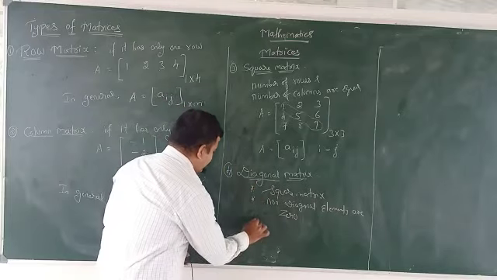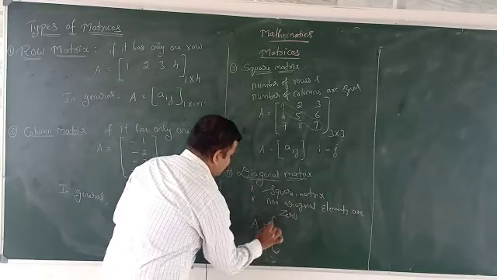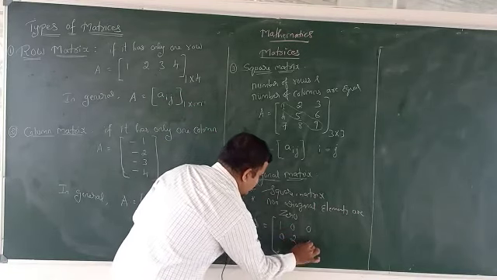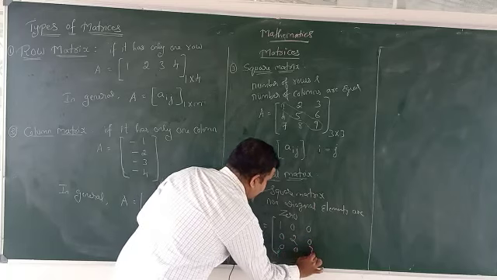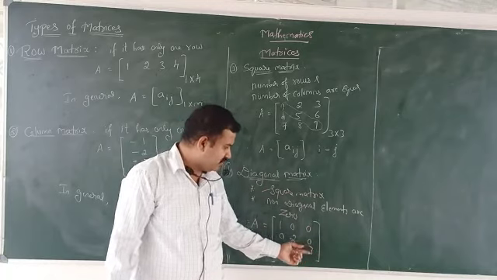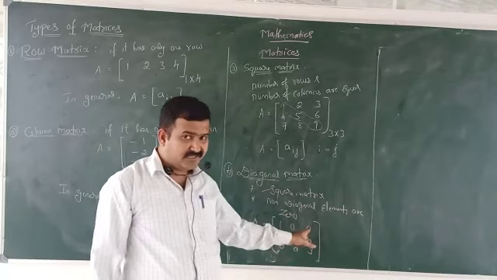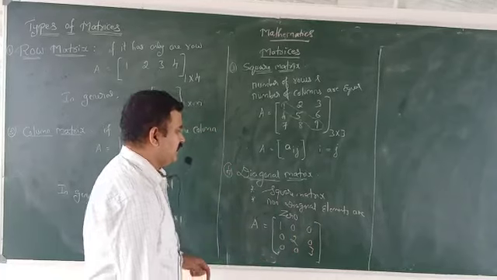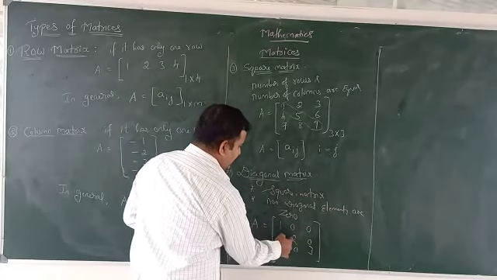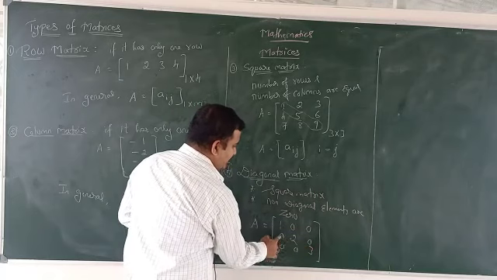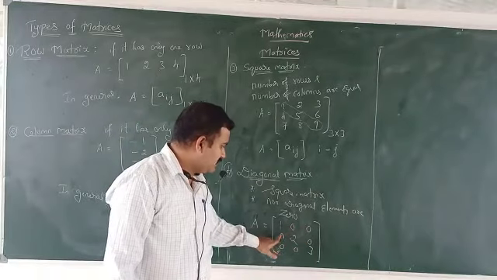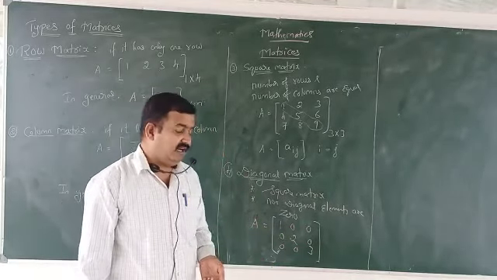Let me give an example. A equals 1, 0, 0, 0, 2, 0, 0, 0, 3. It is also a square matrix, because the number of rows and the number of columns are equal. Except for the principal diagonal elements, the rest of the elements are zeros. Then we call it a diagonal matrix.